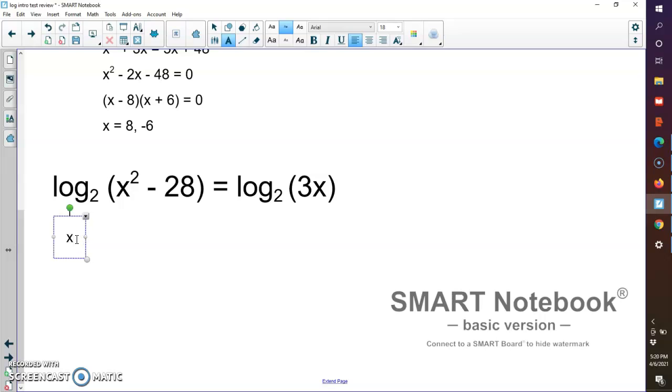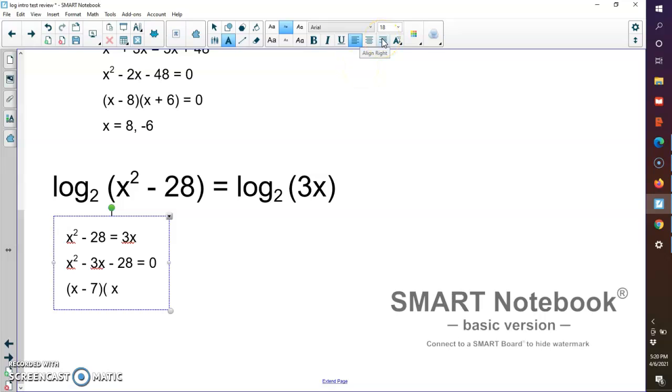That's not going to be the case here. We're going to do x squared, as we did in the last problem, minus 28 equals 3x. We bring that 3x over, but watch what happens now after I factor. I subtract 3x, I subtract 28, and that equals 0. And we get x minus 7, x plus 4. And my two answers are x equals 7 and -4.